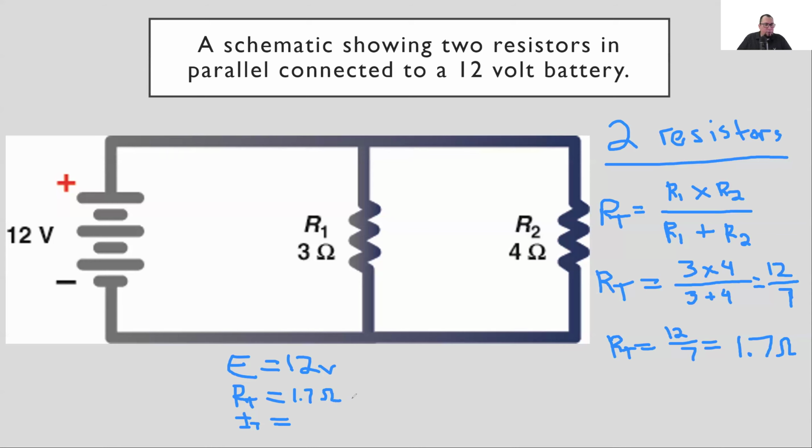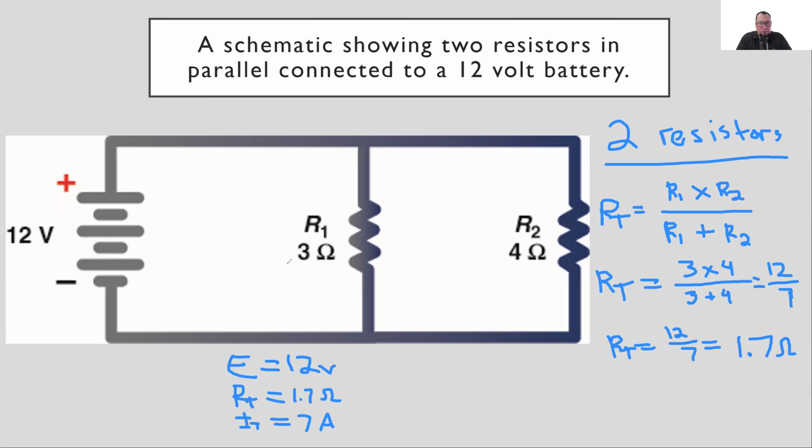Can we figure out total amperage from here? Oh, easily. We can do 12 divided by 1.7, which would give us 7 amps. There's a longer decimal to it, but we're trying to keep things simple for right now. We can verify this too.